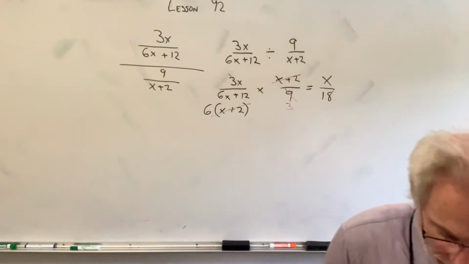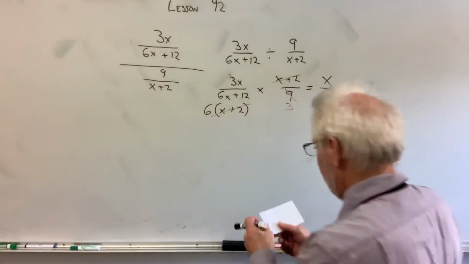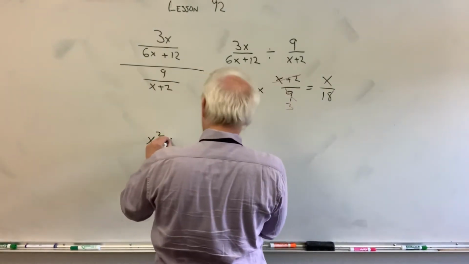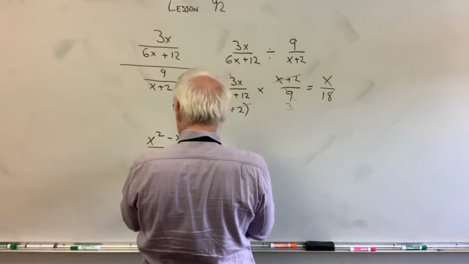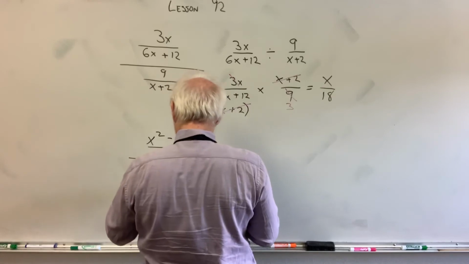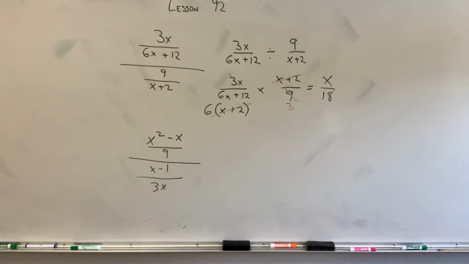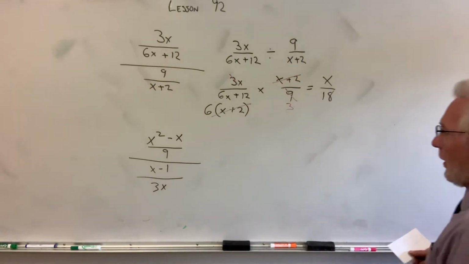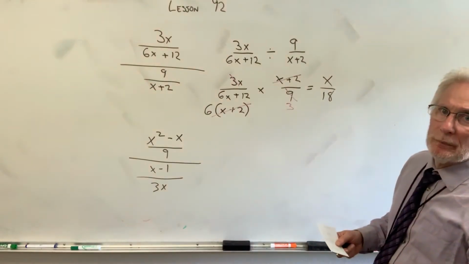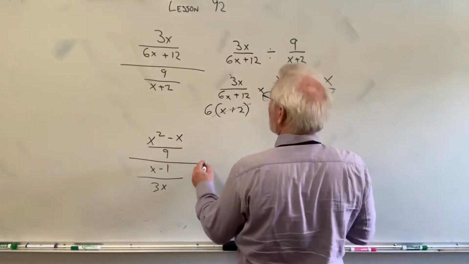Let's try one on our own. All right, how about this one? x squared minus x over 9, and put that whole thing over x minus 1 over 3x. So go ahead, try that one. Stop the video, and then see if you can get that one correct. All right, so here's what it should look like.